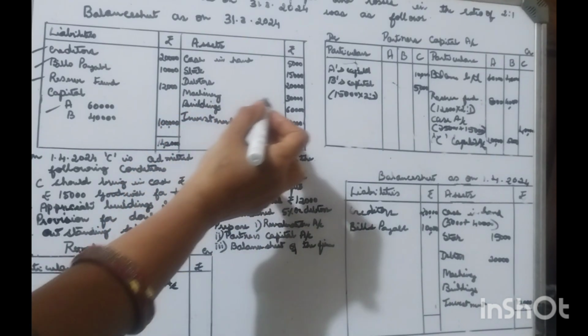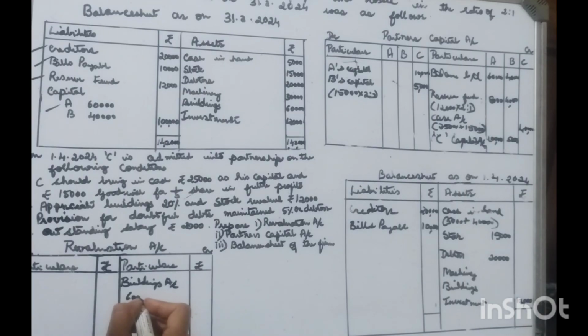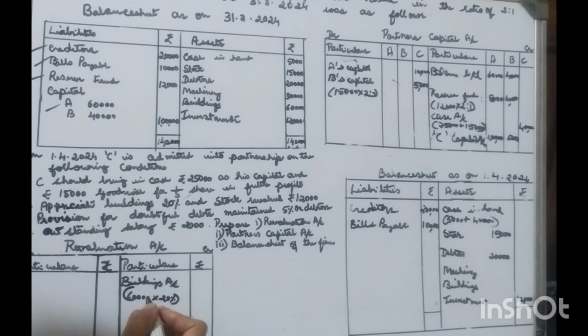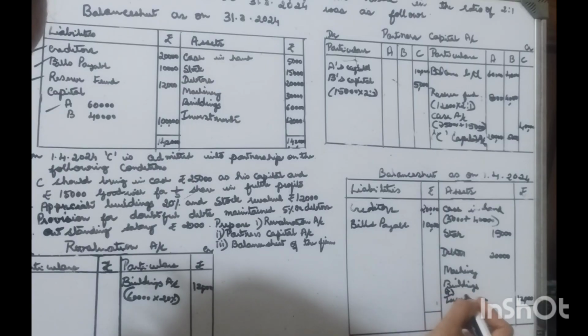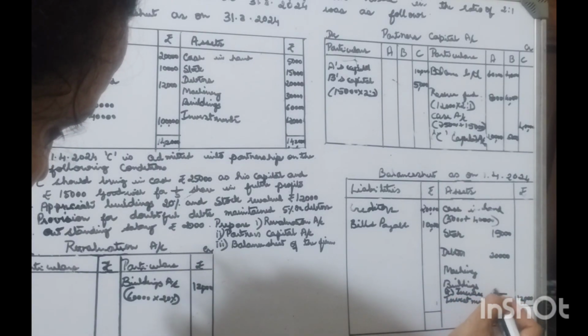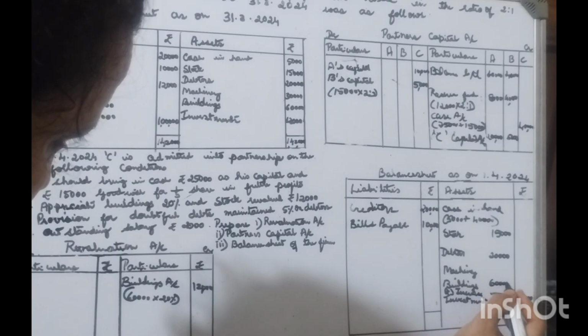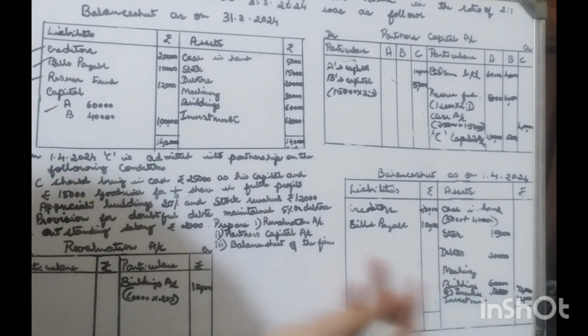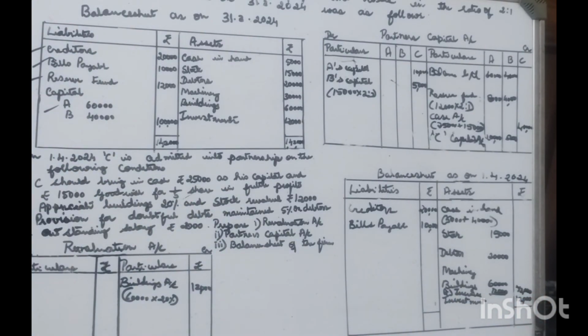So what is the value of building? 60,000, and there is appreciation of 20%. So that will be 12,000, and one more entry, as there is increase in the value of building, so it has to be added to building account. The value of building is 60,000 and there is appreciation of 12,000, so total 72,000, that has to be recorded under amount column.